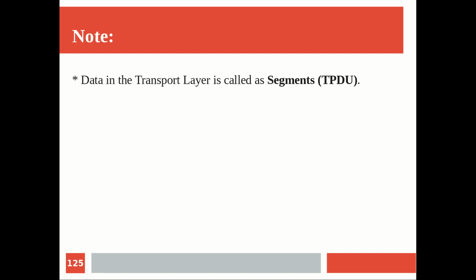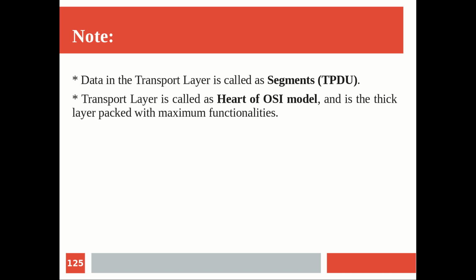Now some points to remember. The data in the transport layer is called segments, that is the transport layer protocol data unit, or segments. The transport layer is called the heart of the OSI model in the sense that it comes first as a middle layer, and also it is a thick layer. Thick in the sense it is packed with the maximum number of functionalities. The transport layer major protocols are the transmission control protocol, TCP, and the user datagram protocol, UDP. We will see more into these two protocols here.